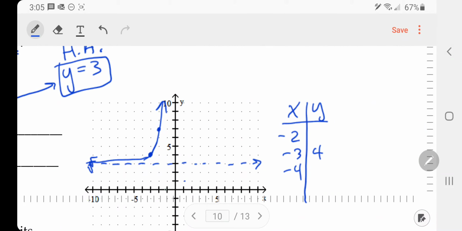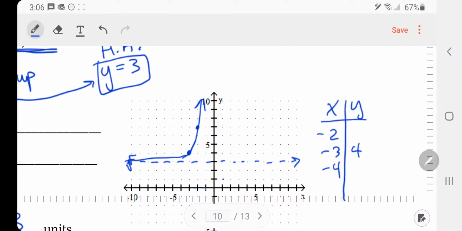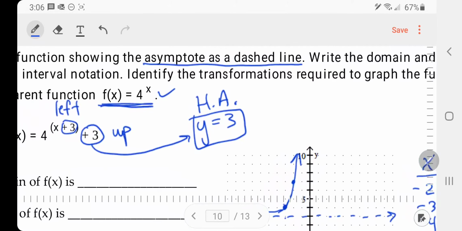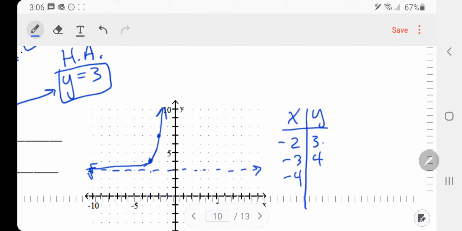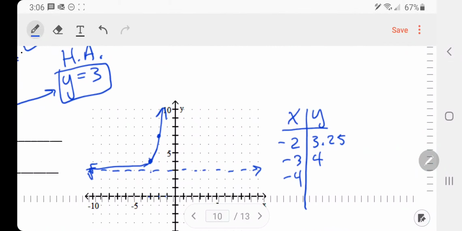So at -3, I should be up at 4. 1, 2, 3, 4. And I am. At -3, I'm at 4. At -4, I would be at 3.25, and you can use a calculator if you want to check that. At -4, I'm at 3.25.